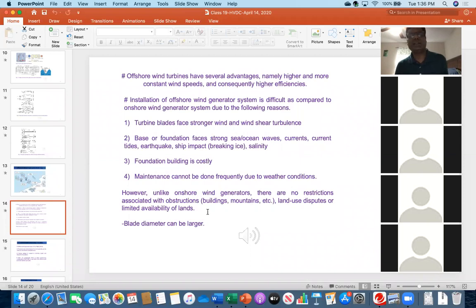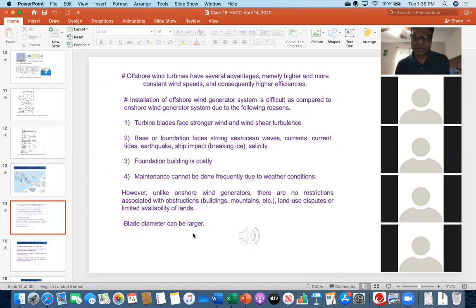However, unlike onshore wind generators, there is no restriction associated with obstruction. Onshore, there are buildings, mountains. You cannot easily put a wind turbine or wind generator onshore. There are land use dispute issues or limited availability of land. And the blade diameter can be larger because there is no building, no mountain, nothing. So you can make a huge diameter.